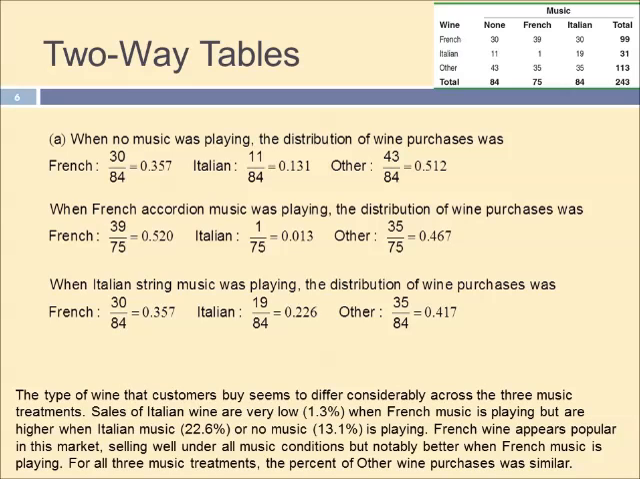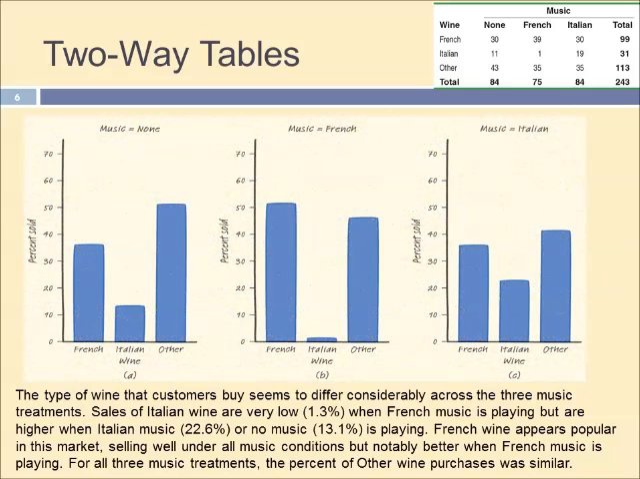So the type of wine that customers buy seems to differ considerably across the three music treatments. Sales of Italian wine are very low when French music is playing, but are higher when Italian music or no music is playing. French wine appears popular in this market, selling well under all music conditions, but notably better when French music is playing. And for all three music treatments, the percent of other wine purchases was similar. And we can use some bar graphs to represent this information as well.